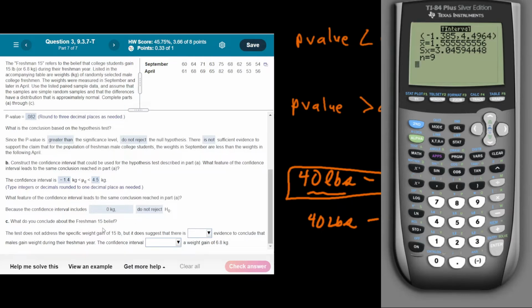It's like we lost weight, us guys. Yoo-hoo guys, give it up for the guys. Sorry, females.